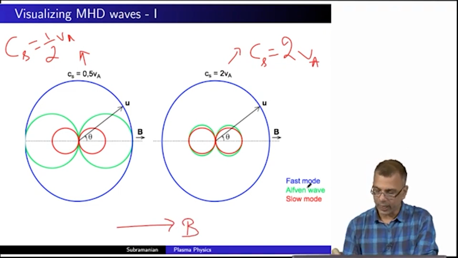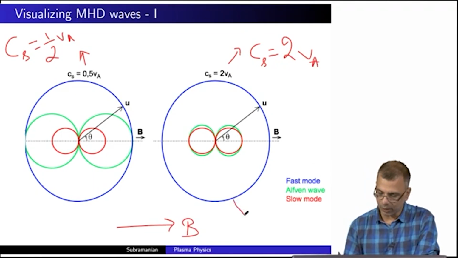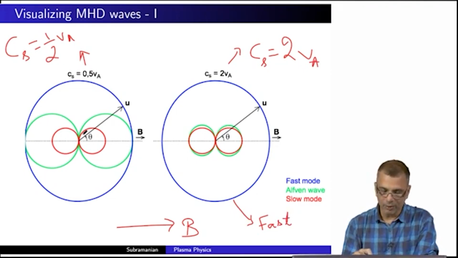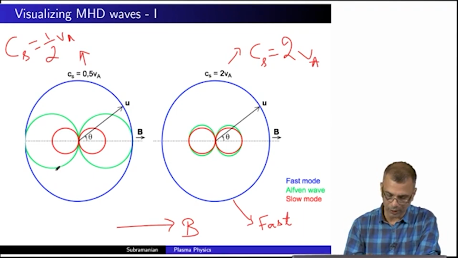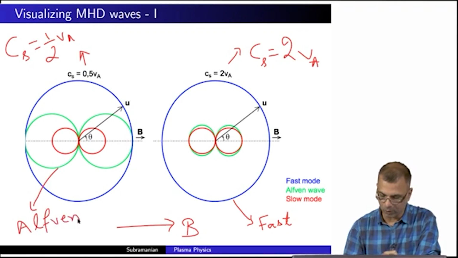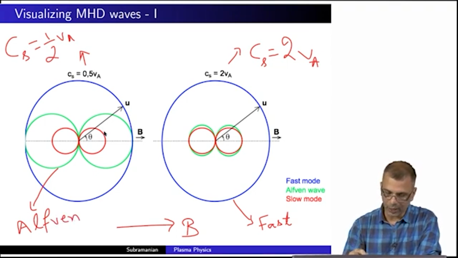And the fast mode is given by the blue line. In all cases this is the vector representing u. The blue line represents the fast mode, the green line represents the Alfven mode, and the red line represents the slow mode.